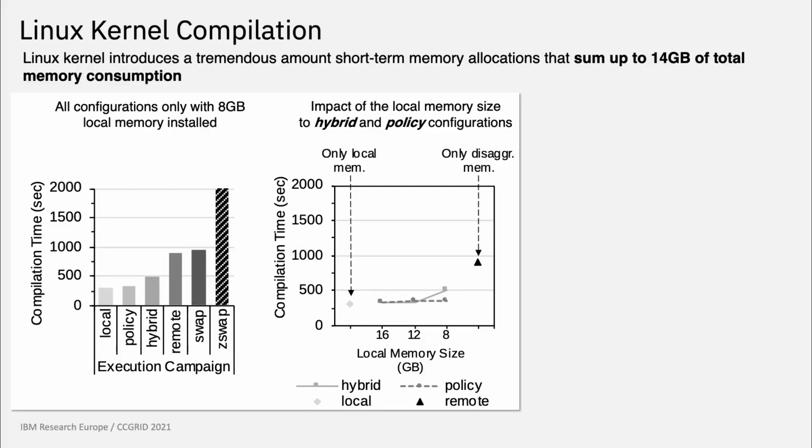The first application is the Linux kernel compilation. We built the Linux kernel using 64 threads and we noticed that the compilation features multiple short-term memory allocations that sum up to a 14 GB memory footprint.